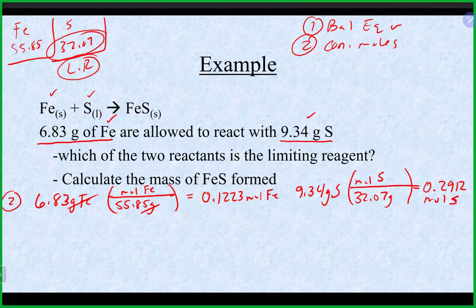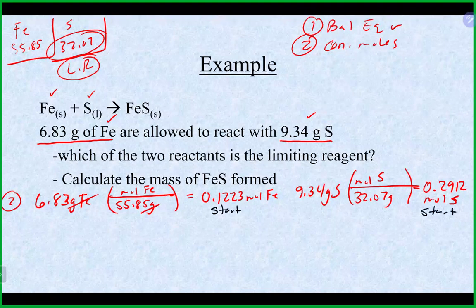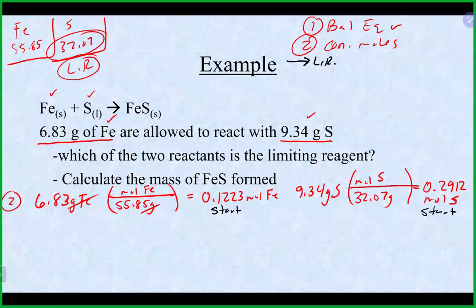So these two numbers here basically represent our starting amounts of each of these guys. That's how much we have of each of these guys to start with. Because it is a limiting reagent problem, and again, we know that from our 2 grams given to us here, we do need to figure out which one is our limiting reagent. So what we're going to do is, like I said before, you could pick either reactant and do a calculation to figure out how much of the other one you need.